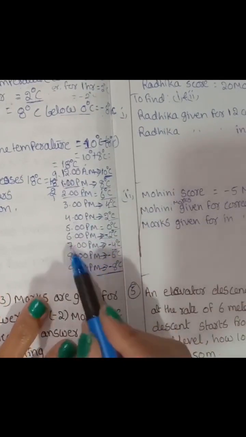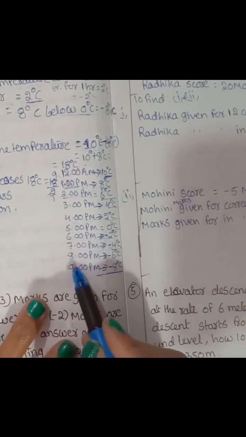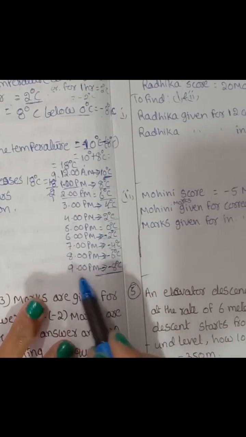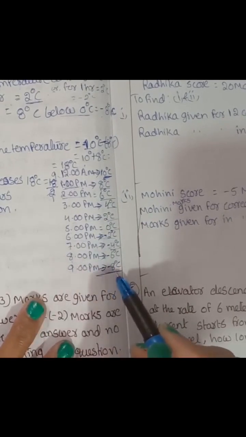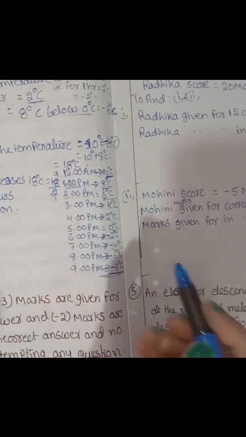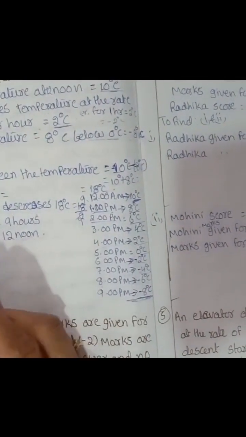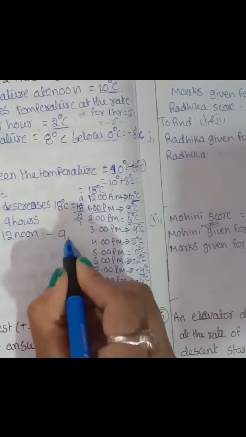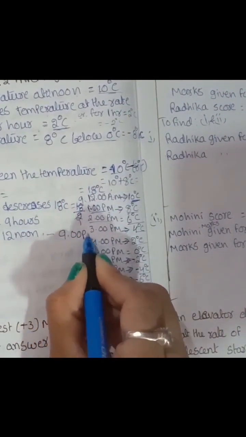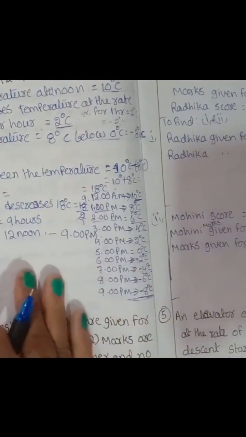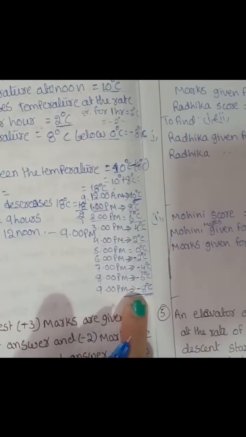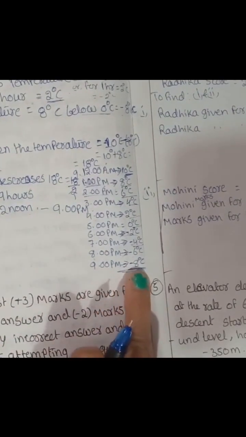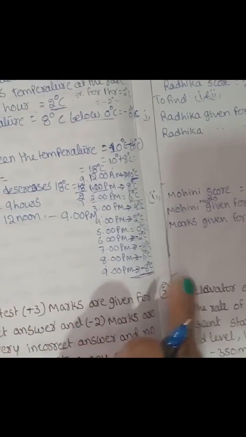7 PM is minus 4 degrees centigrade, 8 PM is minus 6 degrees centigrade, and 9 PM is minus 8 degrees centigrade only. So the time 9 hours from 12 noon is 9 PM. Okay? At 9 PM the temperature is minus 8 degrees centigrade.